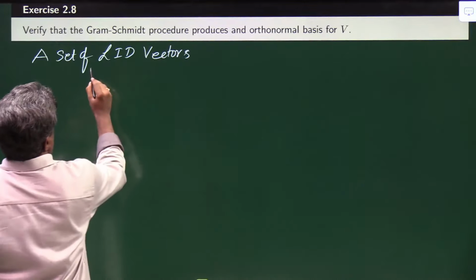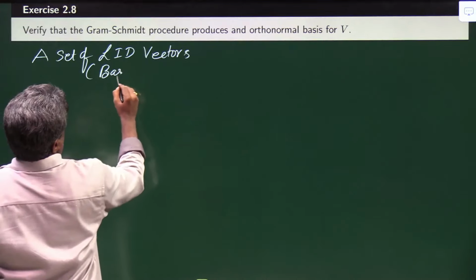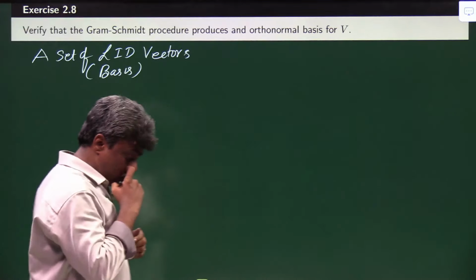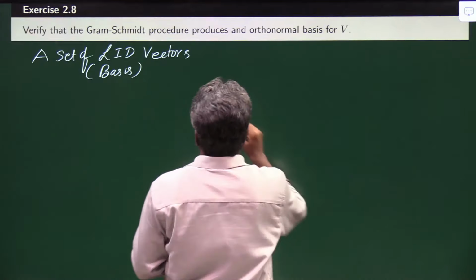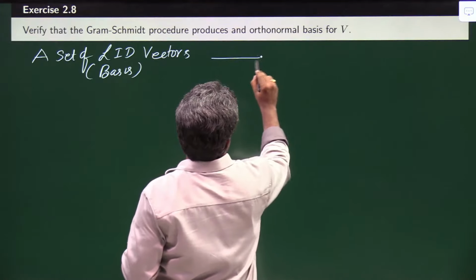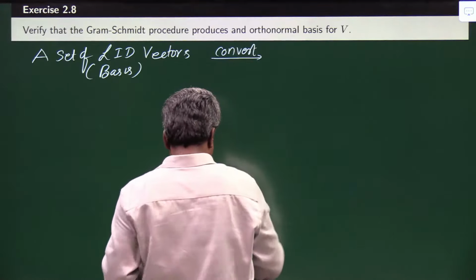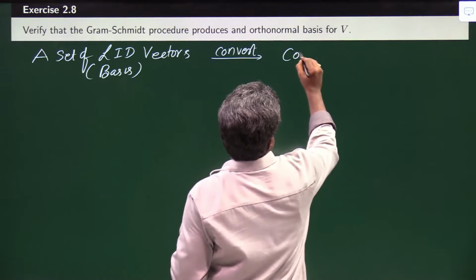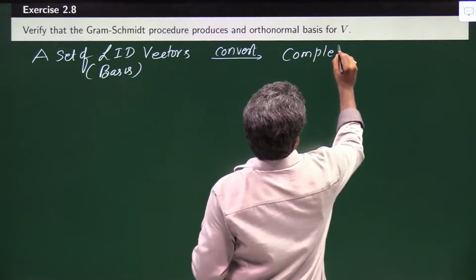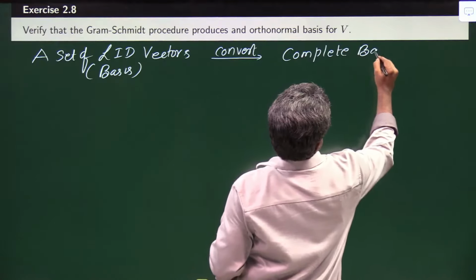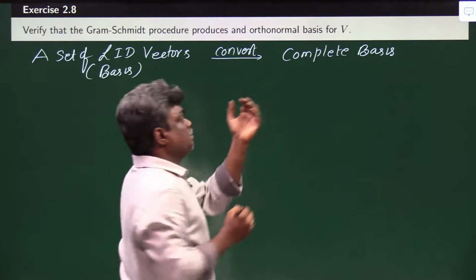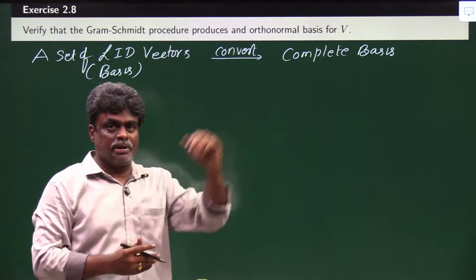Okay, so we can call it basis states. Now we want to convert this set of linearly independent vectors. That means this process will convert them into a complete basis. What is the meaning of basis and complete? What is the difference between basis and complete basis?